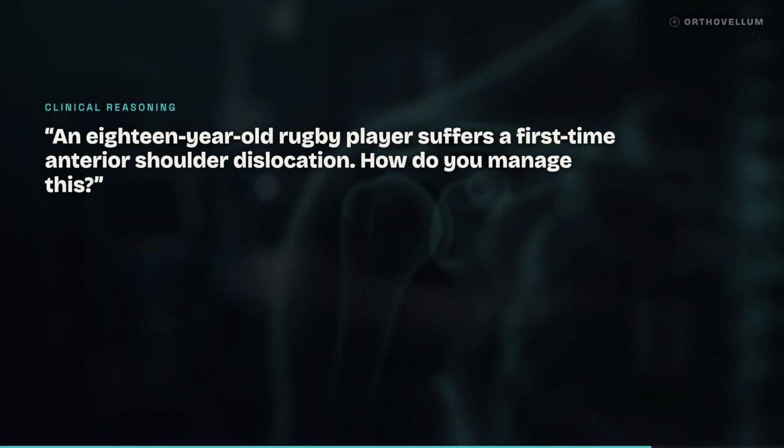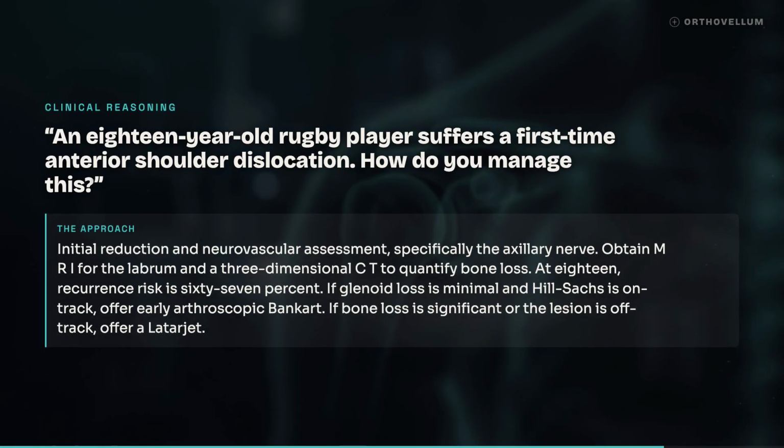Consider an 18-year-old rugby player with a first-time anterior dislocation. Following reduction and axillary nerve assessment, you would obtain an MRI for labral injury and the three-dimensional CT to quantify bone loss. Given the 67% recurrence risk at this age, minimal bone loss and an on-track Hill-Sachs support an early arthroscopic Bankart, whereas significant bone loss or an off-track lesion favors a Latarjet.